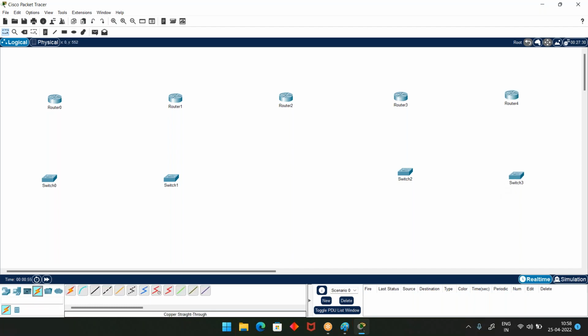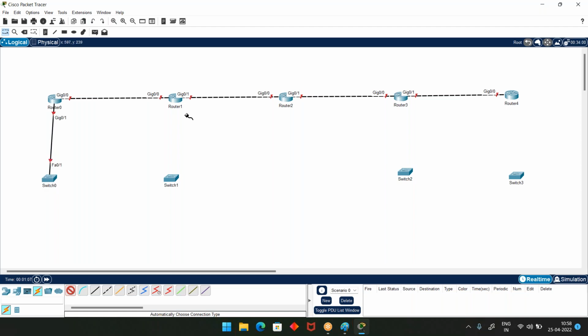Then this time I connect all these devices. R1 to R2, R2 to R3, R3 to R4, R4 to R5, R1 to switch, R2 to switch, R3 to switch, and R4 to switch as well.